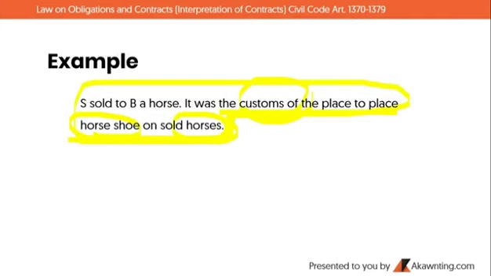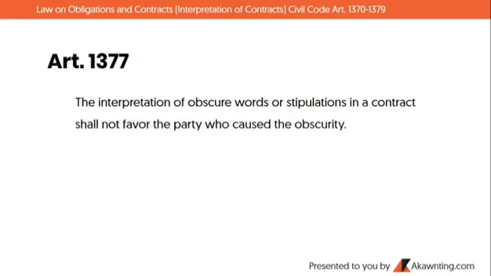So inuulit ko, maglalagay pa rin siya ng horseshoe even if it is not mentioned in the written contract. Okay? So next, Article 1377, the interpretation of obscure words or stipulations in the contract shall not favor the party who caused the obscurity. Okay, so in interpreting the contract, kapag may malabo, kapag i-interpret natin yun, hindi dapat in favor doon sa nag-cause ng obscurity na yan.